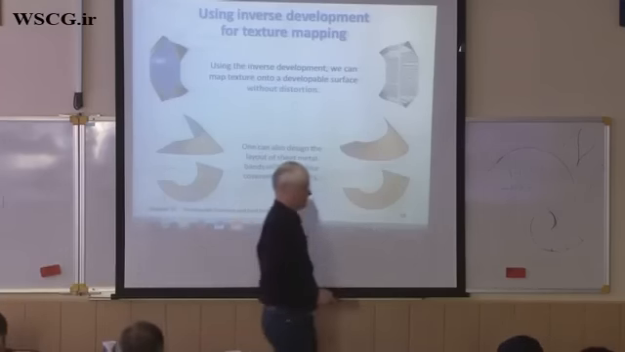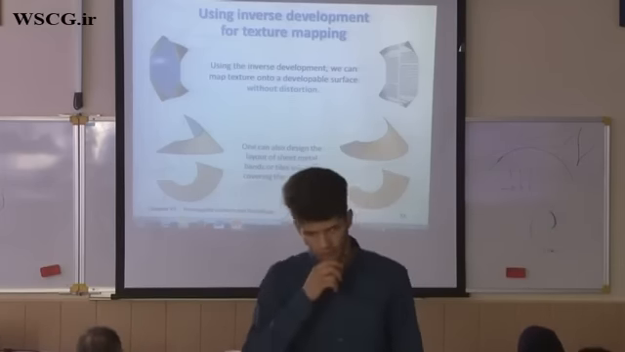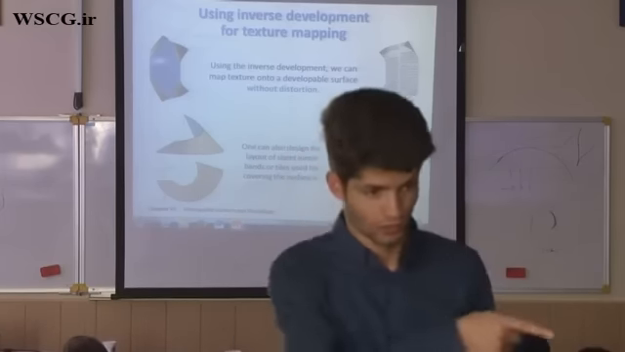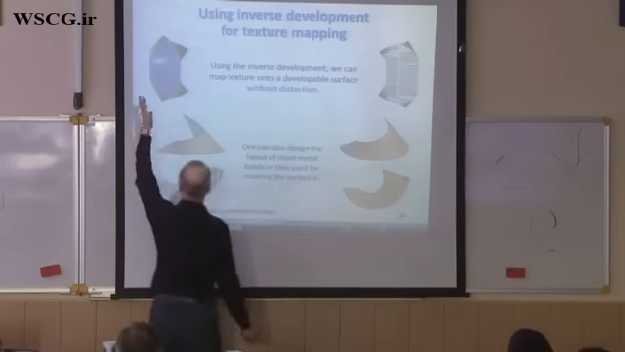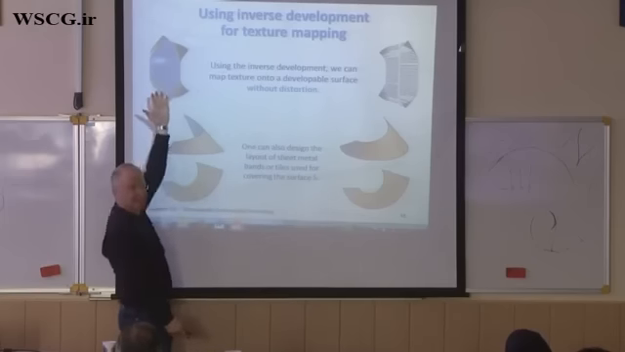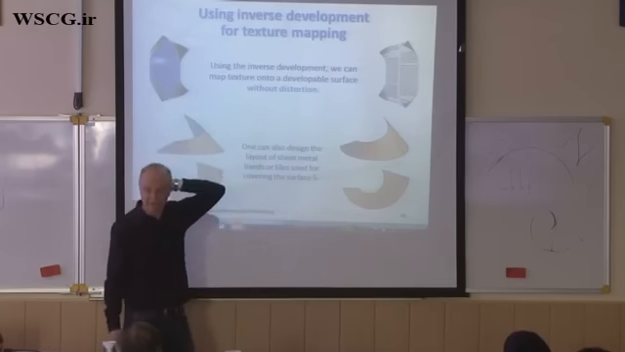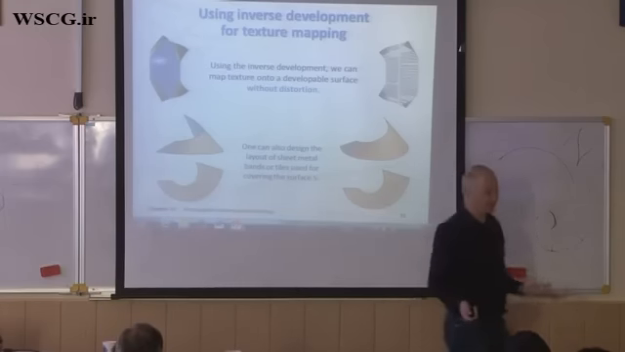Of course, if we want to texture a surface, it is most easily done if we have a developable surface. Because we first unfold the surface in the plane, put our texture, and then map it back. There will be no distortion of the texture. Most surfaces in applications are not developable.